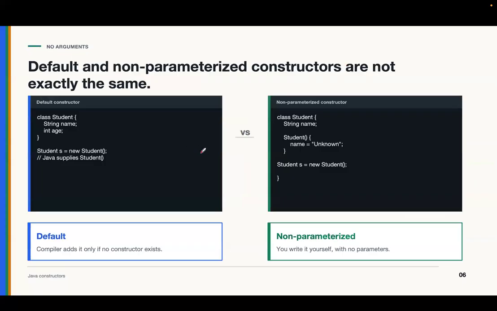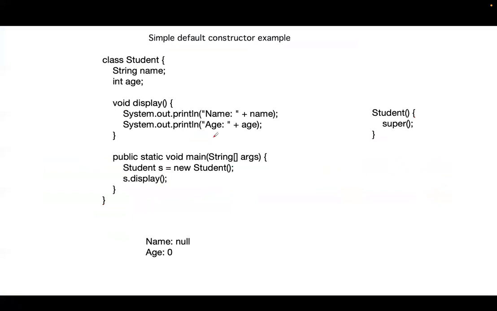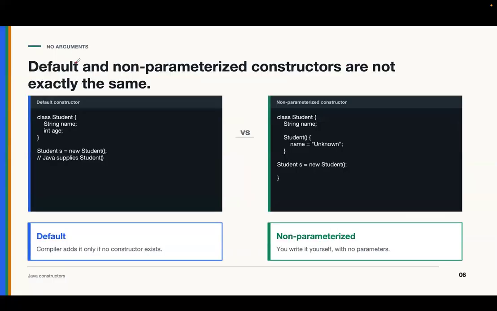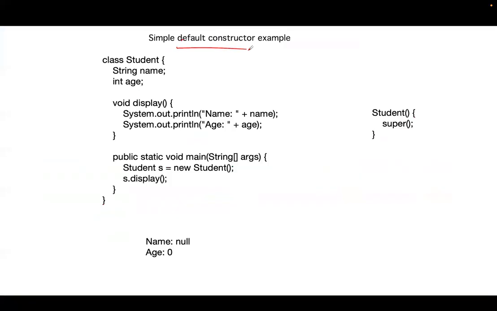Default and non-parameterized constructors are not exactly the same. So I'll give you one example to understand both. First, I'll go to the default constructor and explain it with an example. Class Student, string name, int age, void display. So what is void display? It's a method. Display is a method.